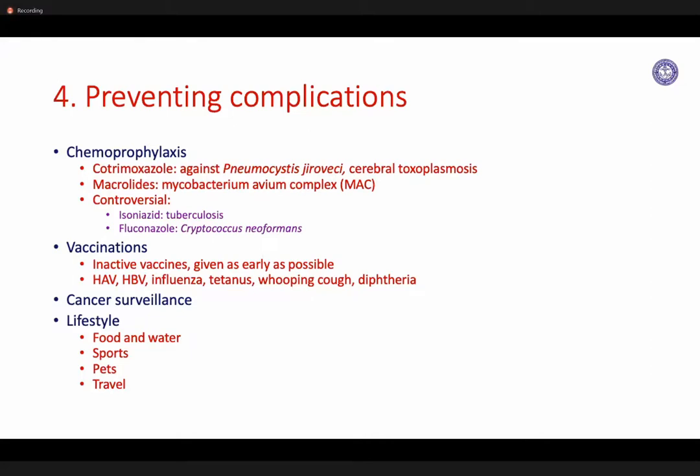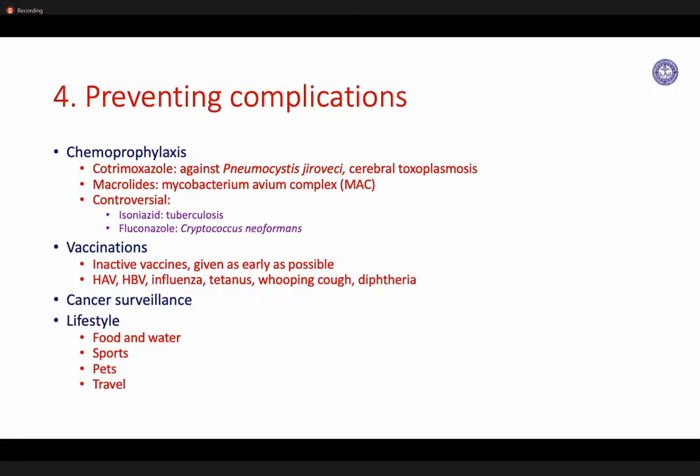So the first 2 are fairly straightforward and standard, cotrimoxazole and macrolide, such as erythromycin. But isoniazid and fluconazole are more controversial. And then they also need to be given vaccines, but you must only give inactive vaccines. Don't give active or live vaccines. And they must be given as early as possible, because the earlier you give them, the better their response.